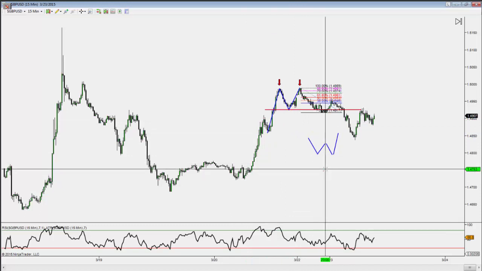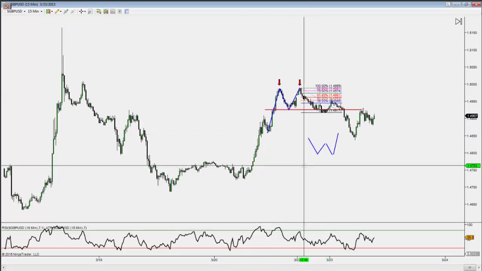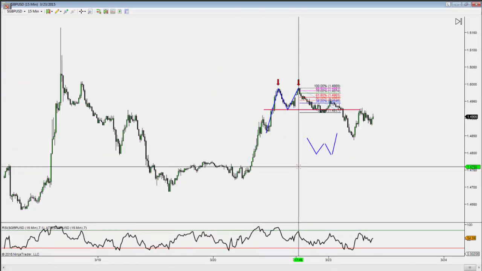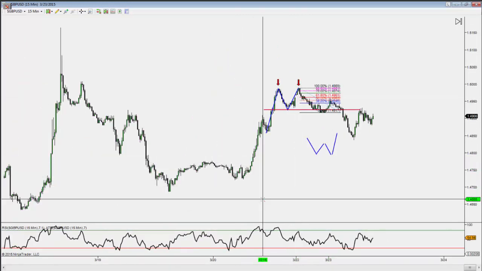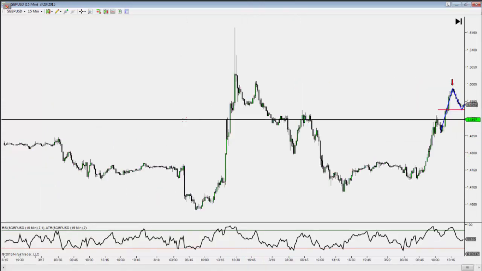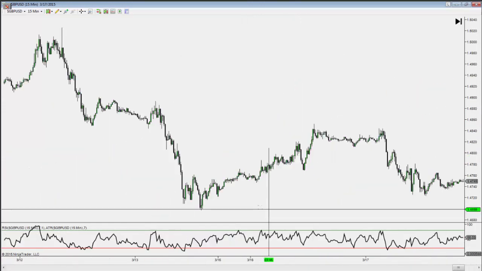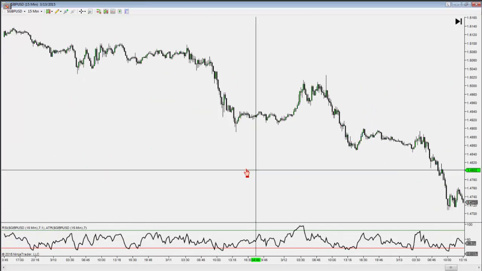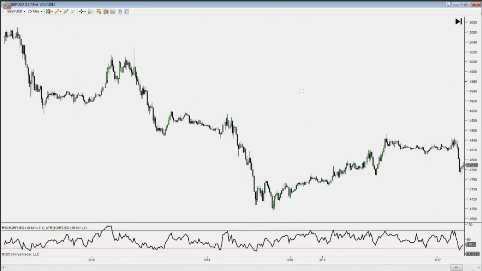It's pretty simple. If you can identify double tops and double bottoms, 2618 is pretty simple to trade. Again, essentially, it's like a second chance. The market giving you one more chance because it's basically a rotation in trend.